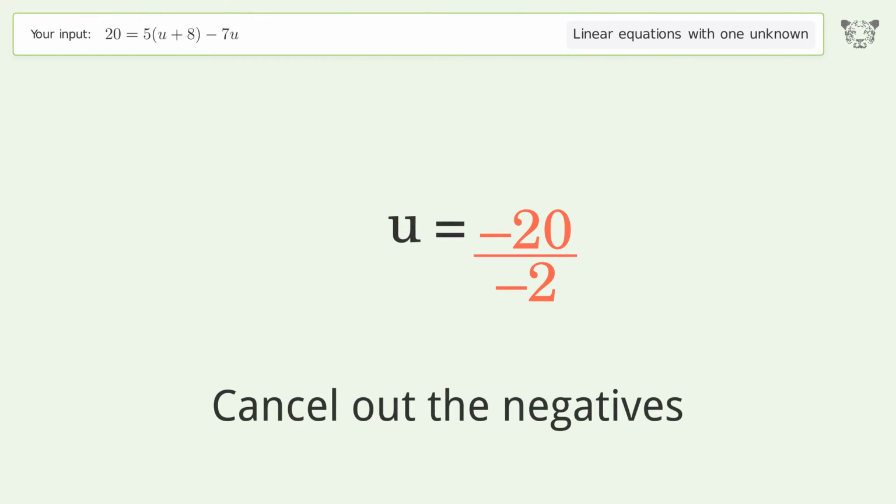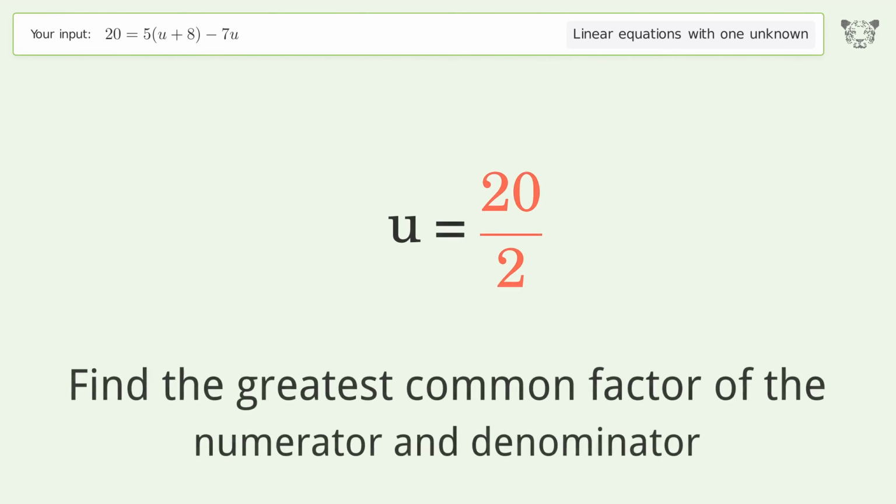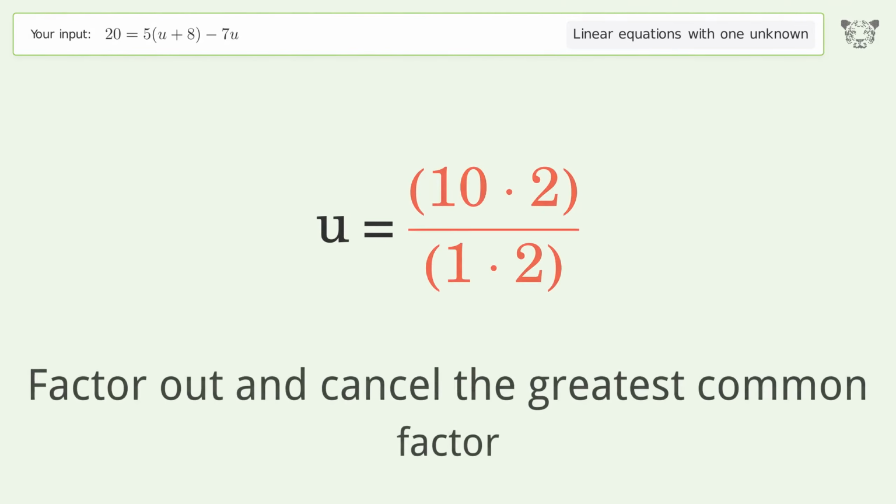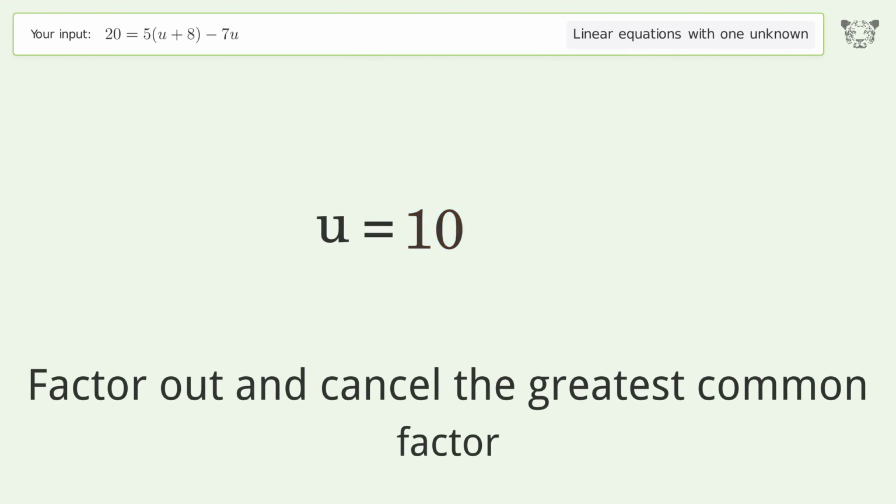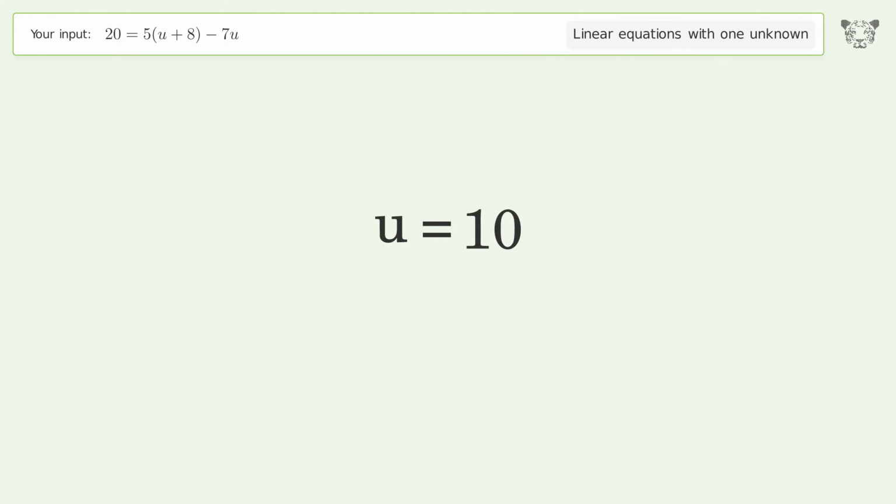Cancel out the negatives. Find the greatest common factor of the numerator and denominator. Factor out and cancel the greatest common factor. And so the final result is u equals 10.